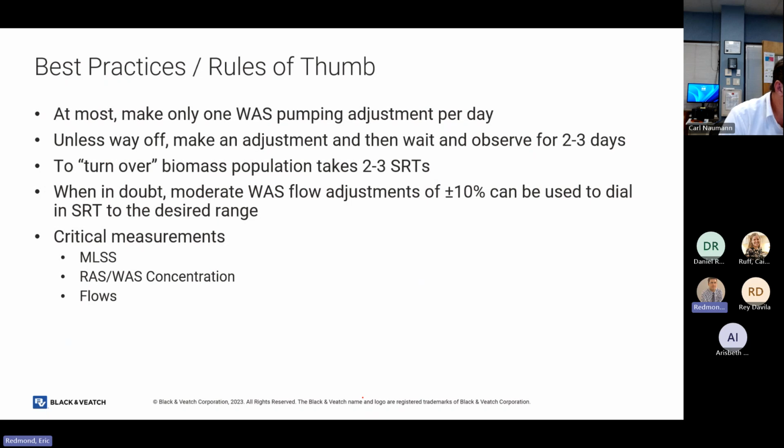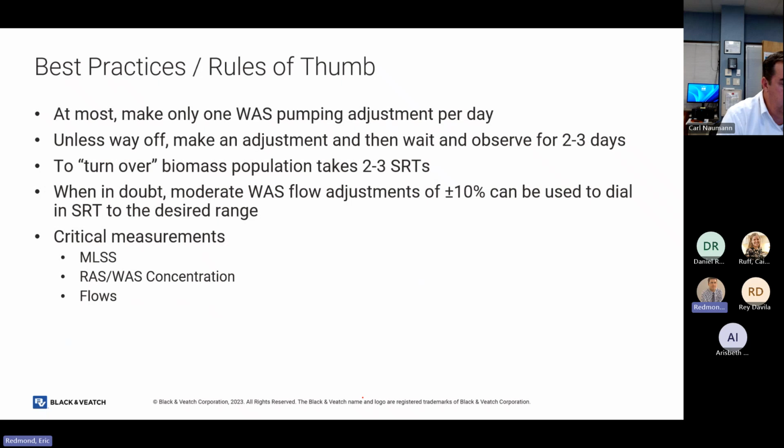So if we've made an operational change, whether it's a DO change or an SRT shift, we may have made that shift today and observed it over the next 2 or 3 days. But really, to turn over a biomass, if your change was large enough, it takes 2 to 3 SRTs before you have a population that's fully adapted to that environment.